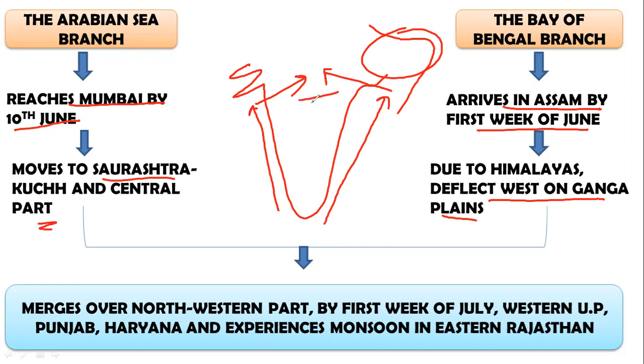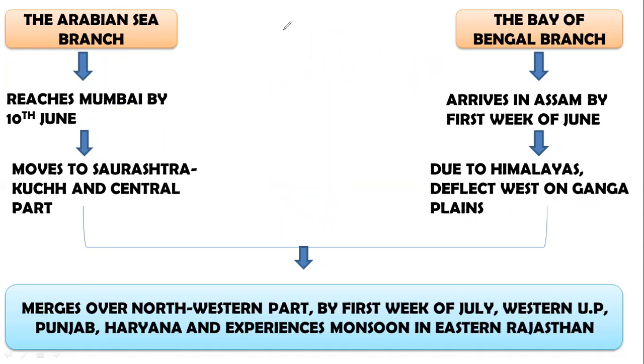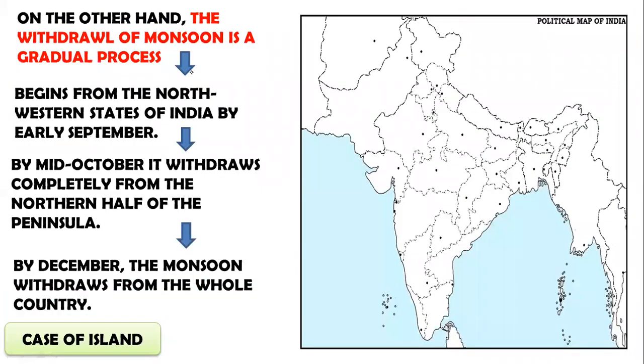Why are they getting deflected towards the interior part? Because there is a presence of low pressure and winds always gush towards a low pressure area. Both these branches merge over the northwestern part by the first week of July. Due to this, western Uttar Pradesh, Punjab, Haryana and eastern Rajasthan receive rainfall. Now, this was the onset of monsoon. It was a very quick process. In June, it enters India, and by July, it has spread over the entire India.